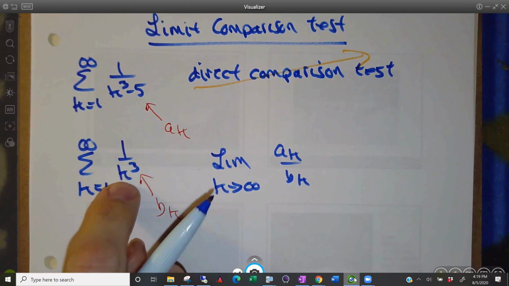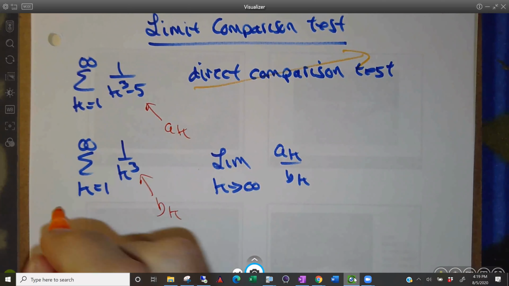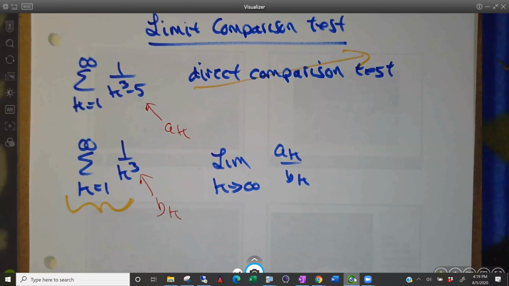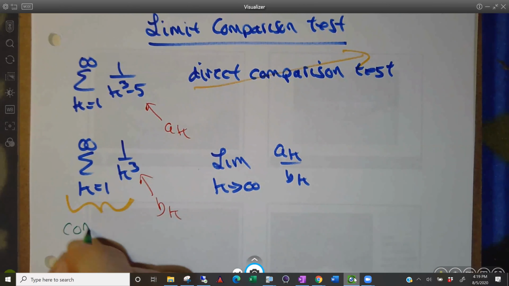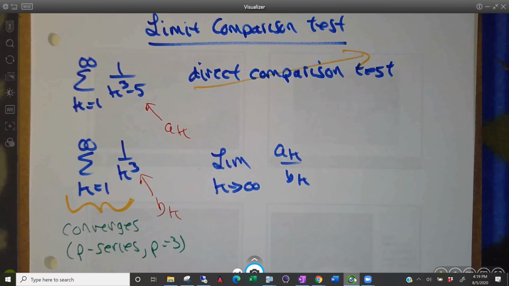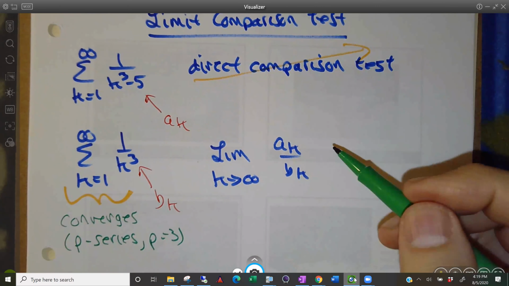Because we know something about this series, right? What can you tell me about this series? Nothing? Come on, make me look good. What do you know about it? Converges. Why does it converge? Because it's greater than 1, p equals 3. Yeah, a p-series with p equals 3. So it converges. Great.